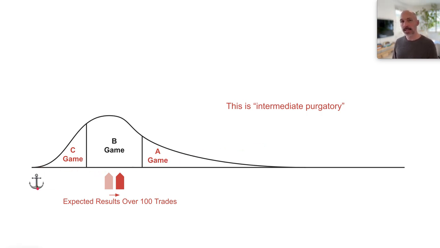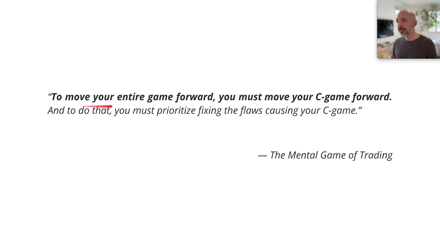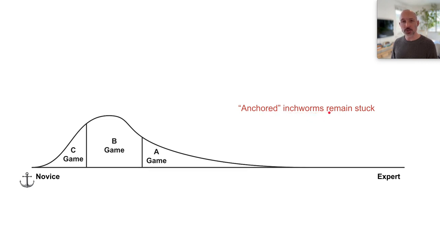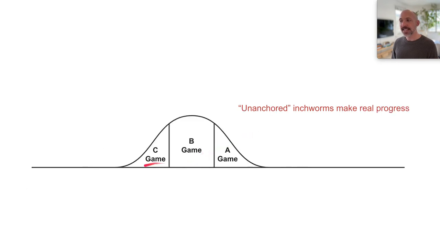I want you to think, have you ever dedicated 3 months, 6 months, a year to unanchoring your C game? To move your entire game forward, you must move your C game forward. And to do that, you must prioritize fixing the flaws causing your C game. Okay? Anchored inchworms remain stuck. It is the unanchored inchworms that still have this nice bell curve shape to them that make real progress.